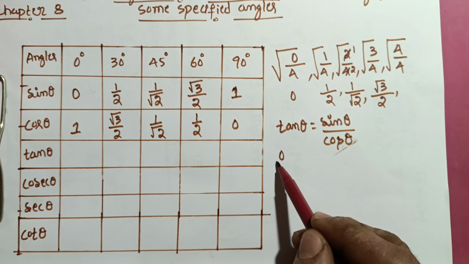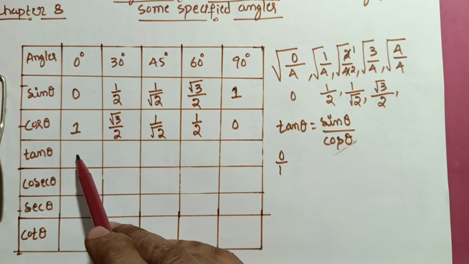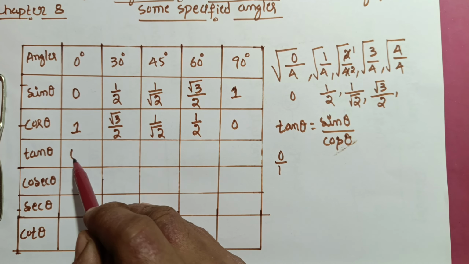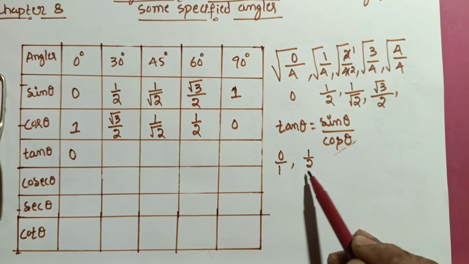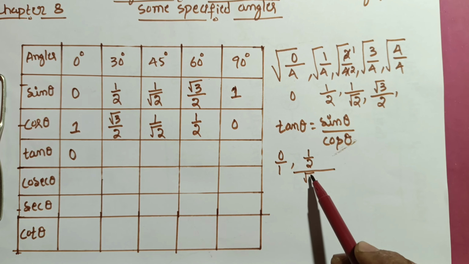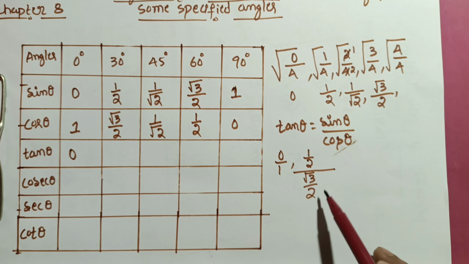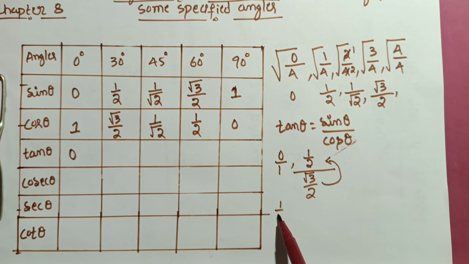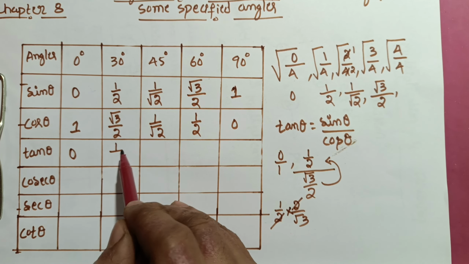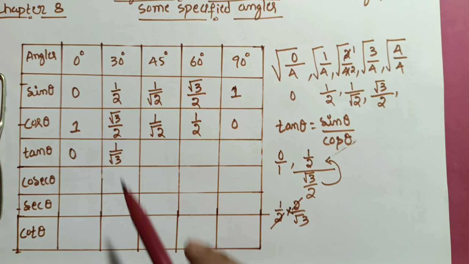Now 0 divided by 1 is going to be 0. Now 1 by 2 divided by root 3 by 2. To simplify, the divisor goes to the numerator: 1 by 2 into 2 by root 3. The 2 gets cancelled. Therefore, it is 1 by root 3.